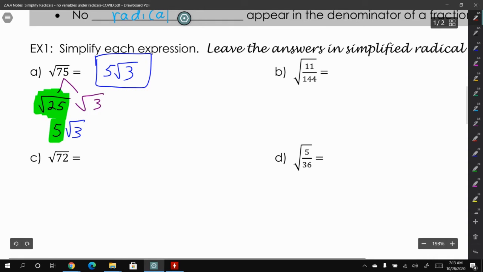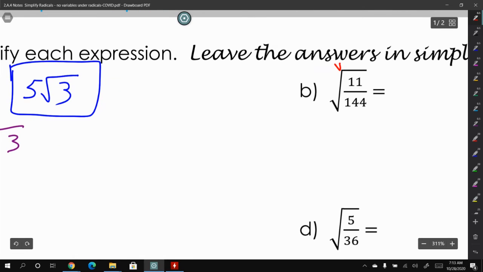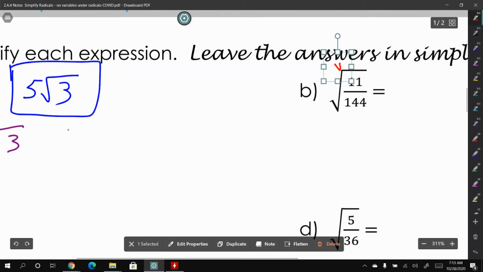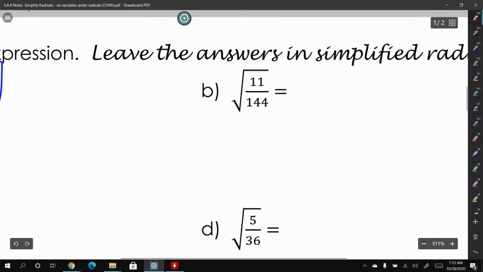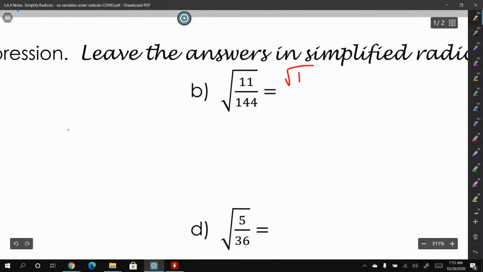For letter B, we see that we have a square root, and then we have a fraction in it. So we can rewrite this. We will rewrite this as the square root of 11 over the square root of 144. Now, the square root of 144 is 12.